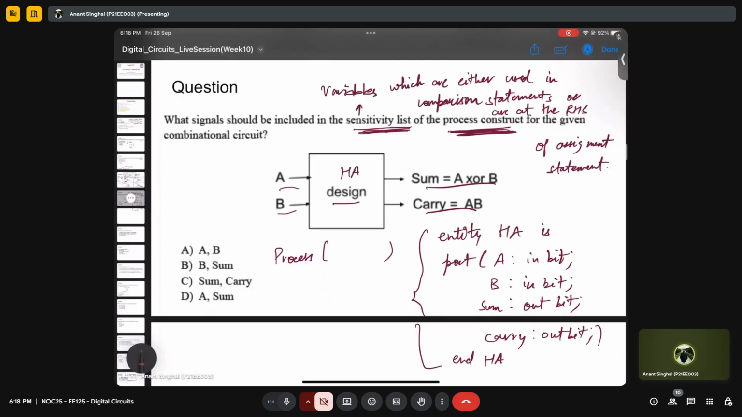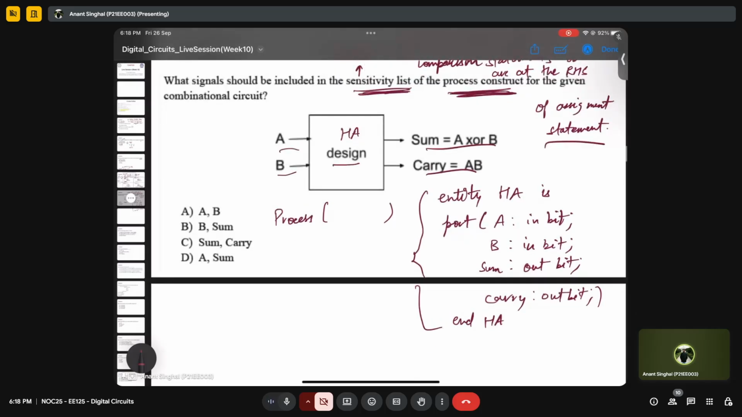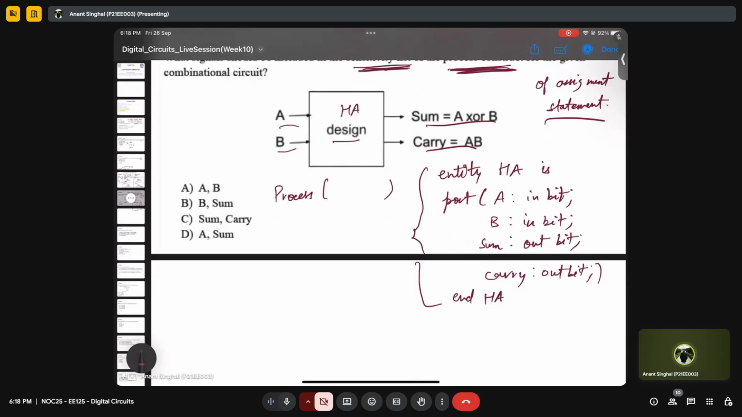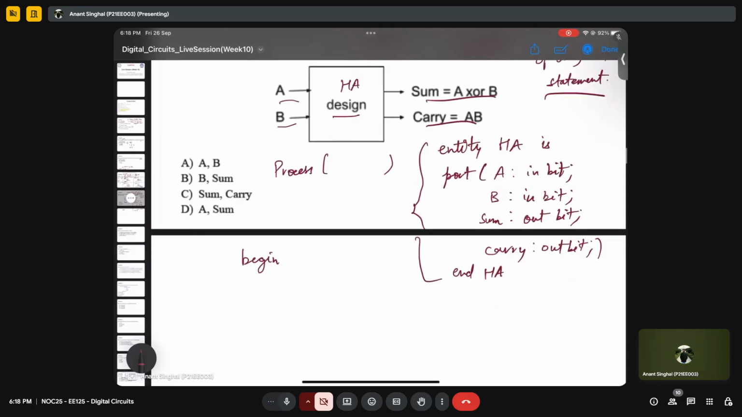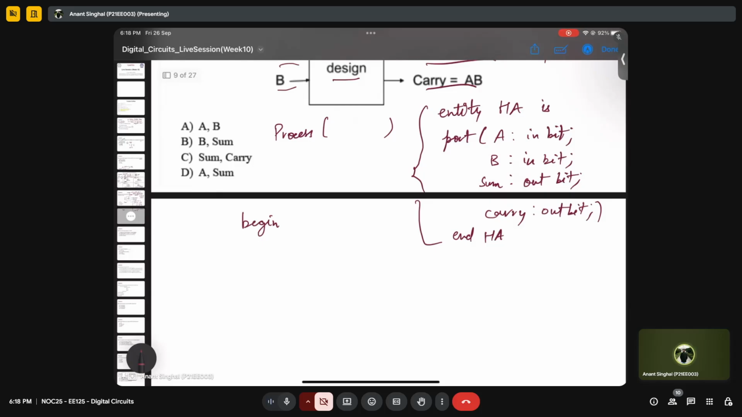What I'm trying to say is, if you write this code in VHDL, for example, for the variables sum and carry, in the main part you'll write begin, and in begin you will write sum is assigned as, so this is the assignment operator for VHDL, less than equals to, A XOR B. This is the syntax. Then carry is assigned as A and B. And then we'll end this.